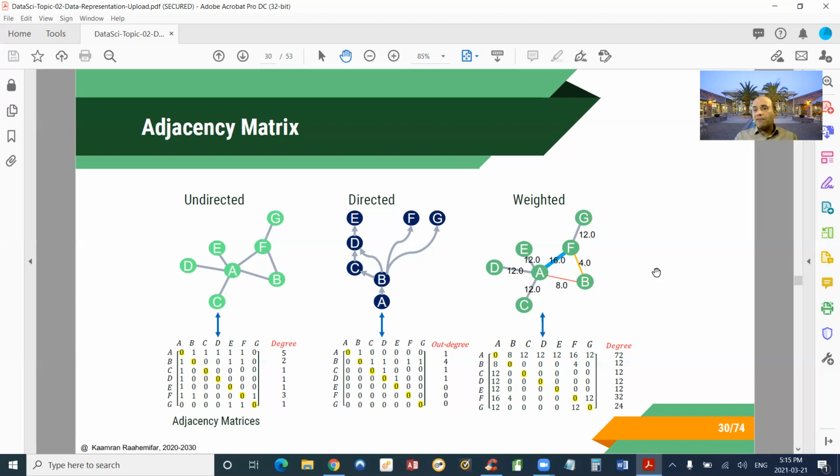You could potentially have a weighted graph. A weighted graph is going to actually show you how important a single connection between two nodes is in the overall process.